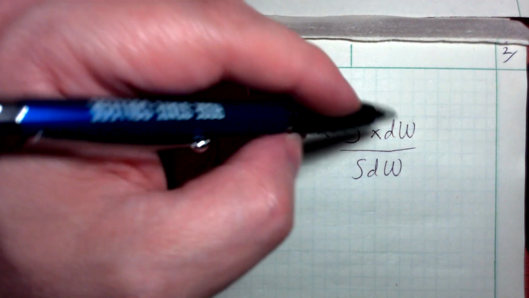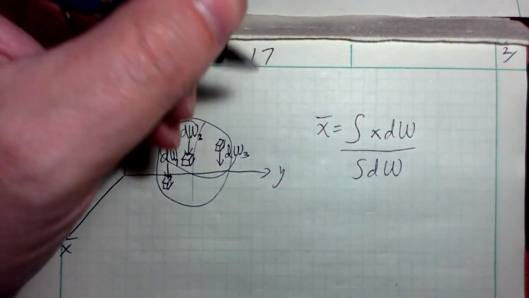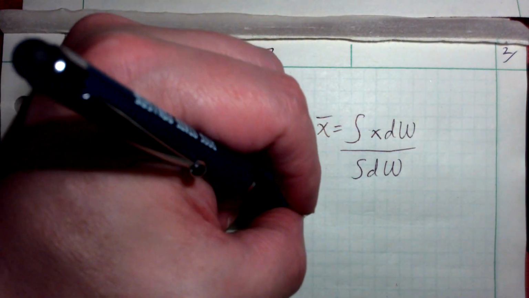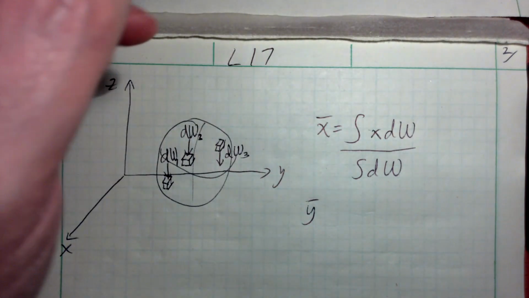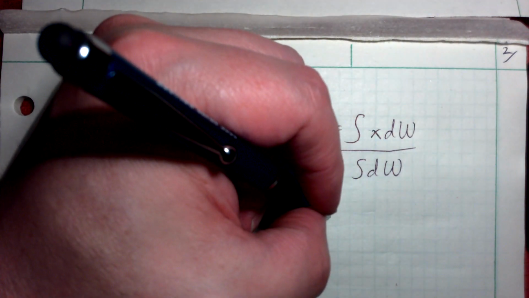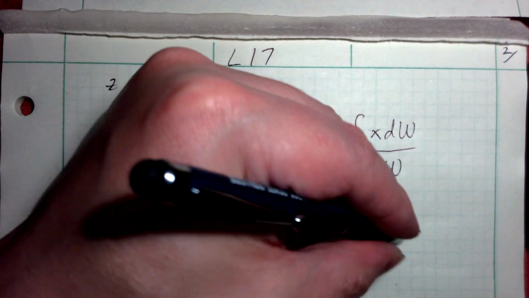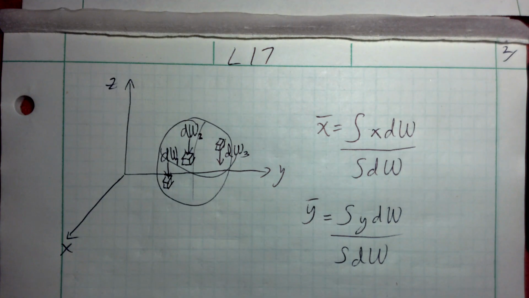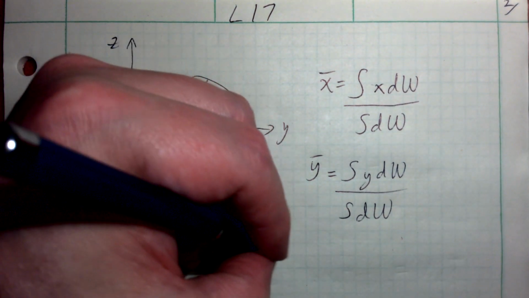And so I would need to know what that weight looks like, because I'm going to integrate X throughout that entire weight. So I would need to be able to describe this as some function of X to be able to perform that. Same thing here: I would integrate Y with respect to weight, divided by essentially the total weight. The integral of dw is just going to be w, the total weight. And the same thing with z.